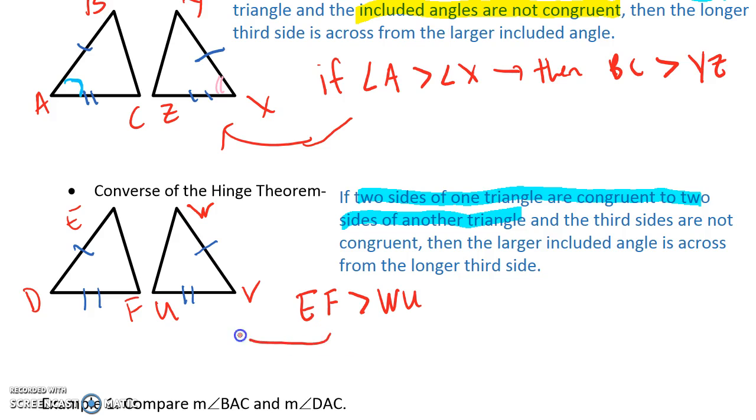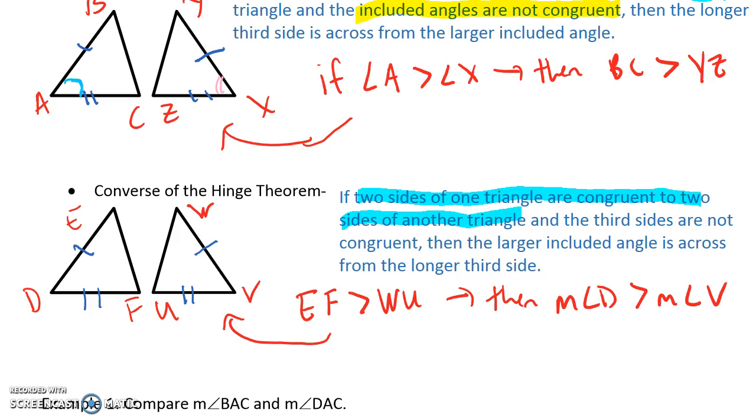So this plus everything in that diagram. Now, if I know all this stuff, then I can conclude that the larger angle is across from the longer side. So if EF is the longer side, the larger angle should be across from EF, which is D. So the measure of angle D is greater than the measure of angle V.